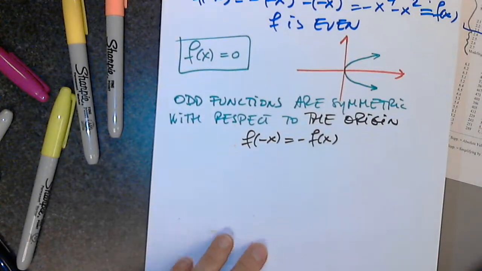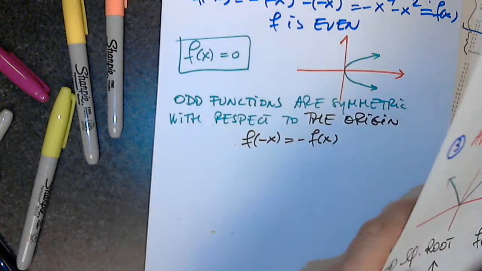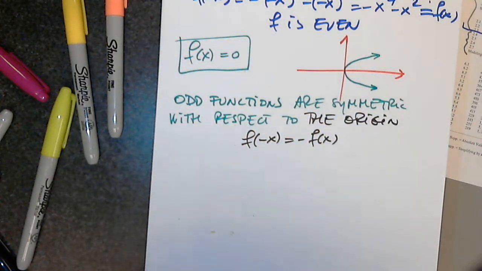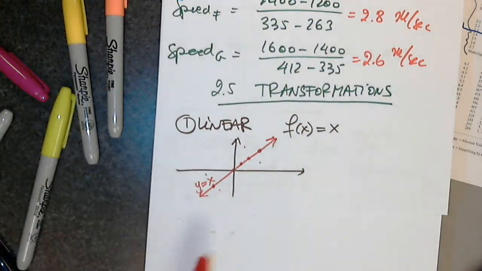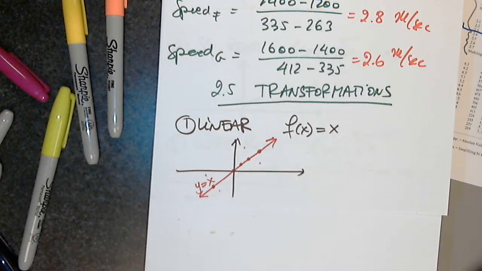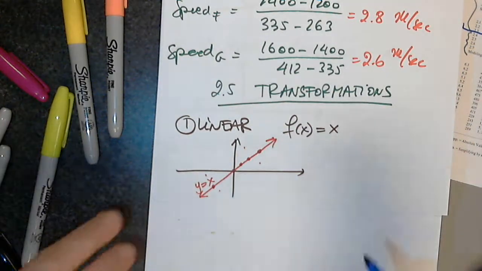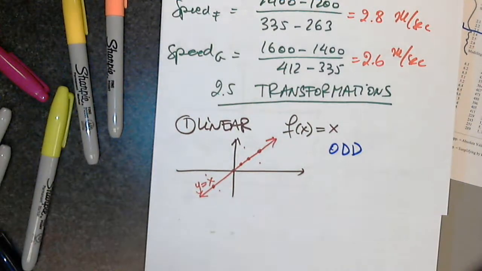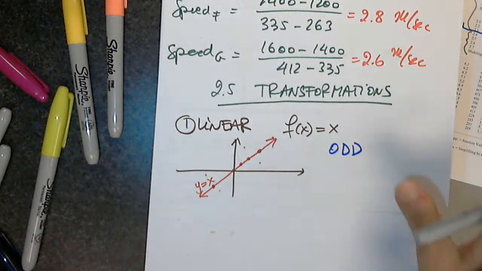Yes, we're going to have plenty of examples. Just let me go back and analyze these, and I'll come back. What type of function is this? Odd, even, or none of the above? Very good. The linear function is an odd function because it's symmetric with respect to? Awesome.